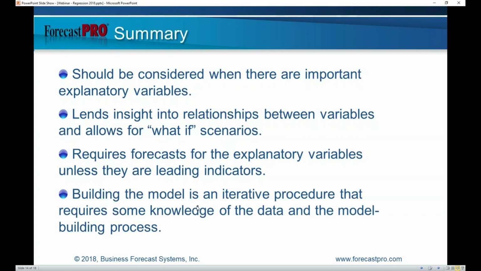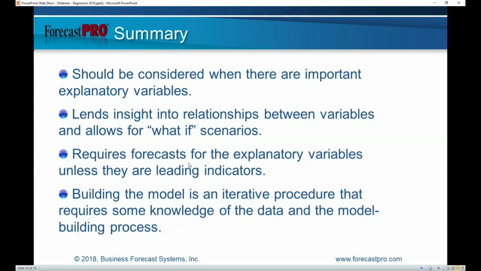Building the model is an iterative procedure. If you have some knowledge about the data, you really need some knowledge of the data, and ideally you need some experience in the model building process. It's not rocket science, it's not extremely difficult, but it is the kind of thing that the more you do it, the easier it gets, and the quicker you start to recognize conditions and build models appropriately.